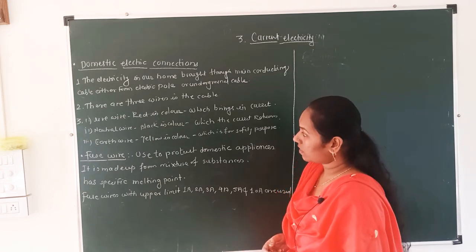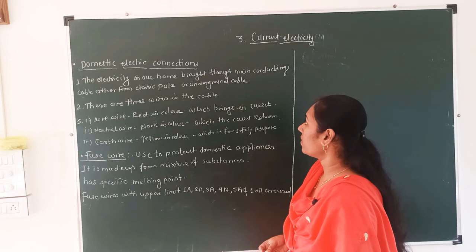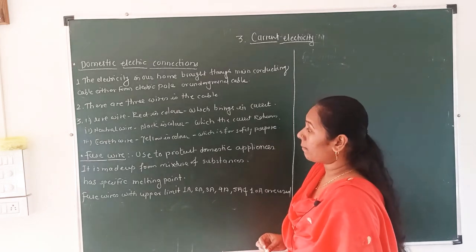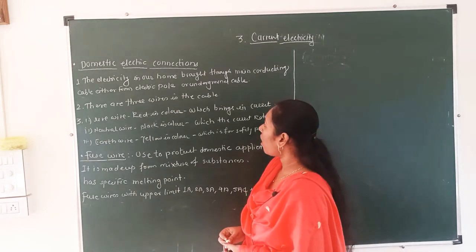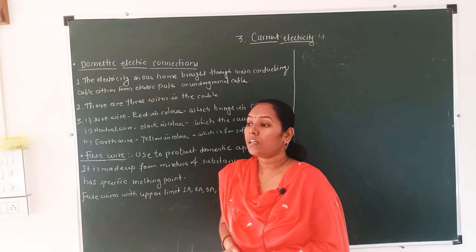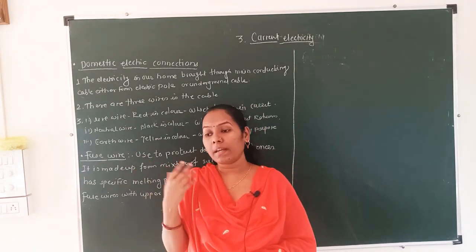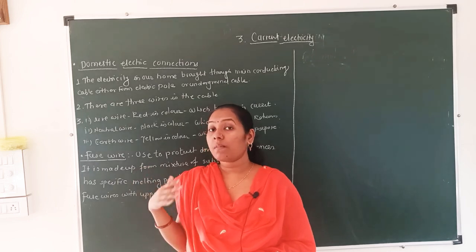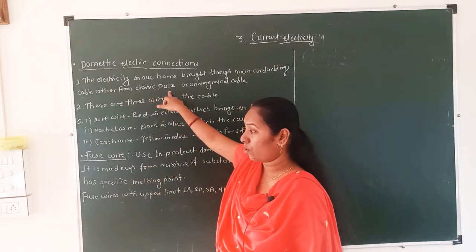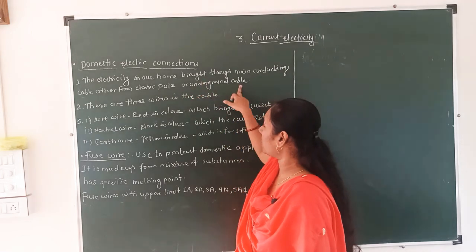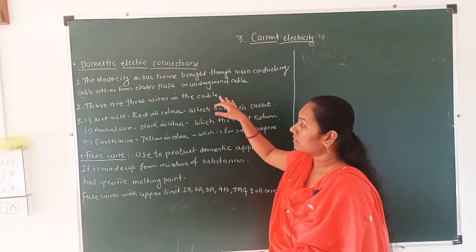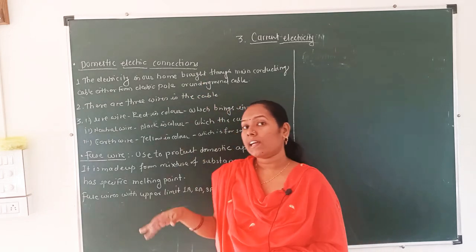The electricity in our home is brought through the main conducting cable, either from an electric pole or an underground cable. So the electricity is connected with the help of the main conducting cable by two methods: first, from an electric pole, and second, the underground cable. There are 3 wires in the cable. How many wires? 3 wires.